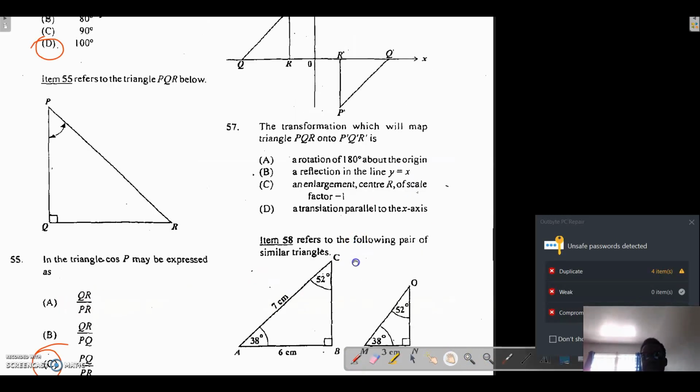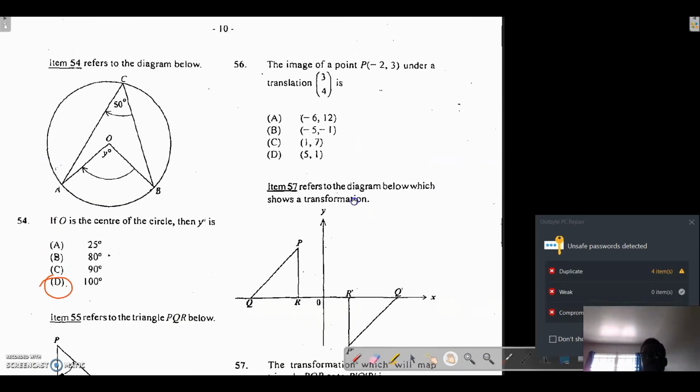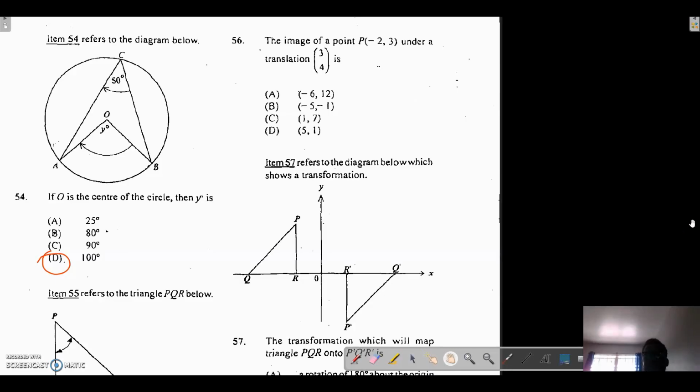So that's 55. Moving to 56. The image of negative 2, 3 under translation. Now when it comes to a translation, all we have to do is add the translating vector to the original point. So I would add 3 to negative 2, and I would add 4 to 3. That would give me 1, and 3 plus 4 would be 7. So I'm going to end up with a coordinate of 1 and 7.